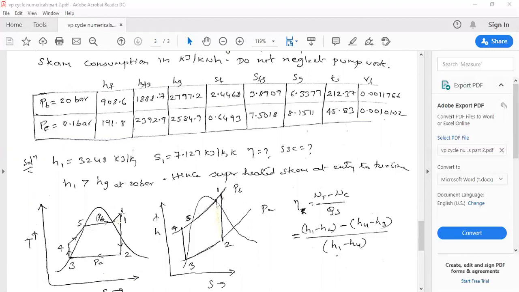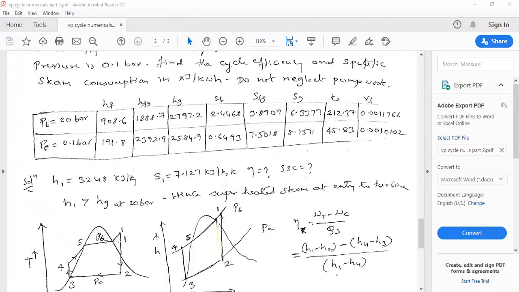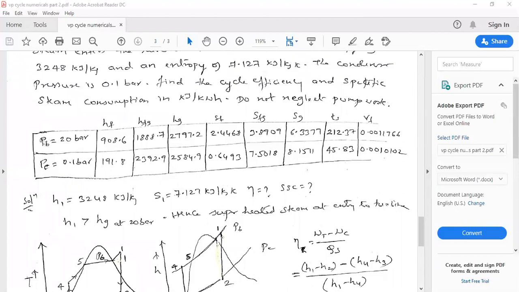So now, what is the H1 value? They have directly given us 3248, right? But where does point 1 lie, on the dry saturated line or in the superheated region? How do you check? Go to the boiler pressure and the Hg line. What is the Hg enthalpy? 2797.2. But what is the value given? 3248. That is, the enthalpy at point 1 is higher than the enthalpy at the dry saturated point. That means this point is lying in the superheated region.